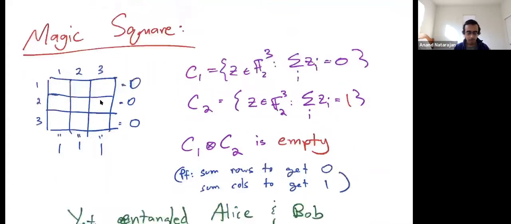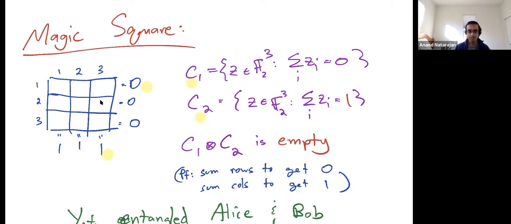So, okay, what's the magic square? The magic square is a 3x3 grid. You're supposed to fill it in with bits such that all the rows sum to 0 and all the columns sum to 1. You can think of this as kind of like a tensor code where the two codes that you're taking the tensor product of are the code of all 3-bit strings whose parity is 0, and the code of all 3-bit strings whose parity is 1. This is not quite a linear code, so it's a little bit outside of the definition, but bear with me for a second. So this code, C1 tensor C2, turns out to be empty.